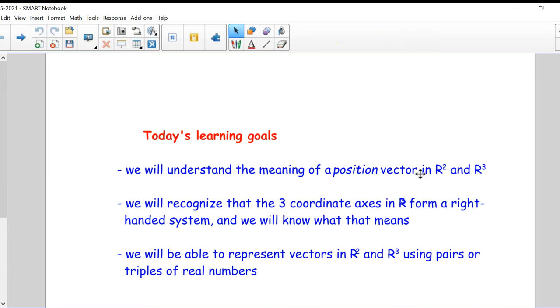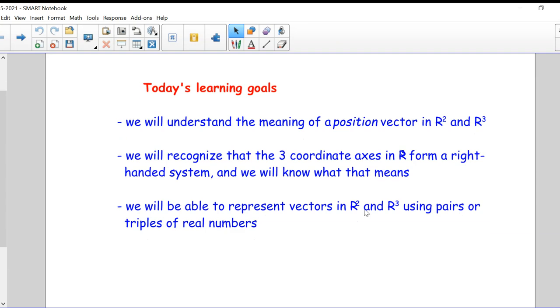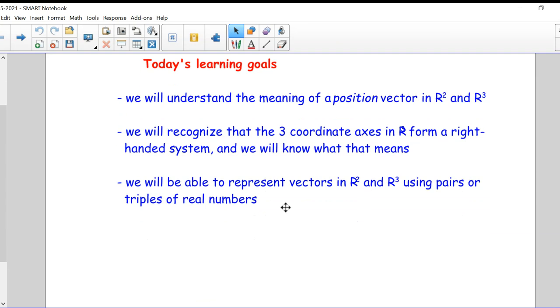So we looked at algebraic vectors a few minutes ago, and yesterday we did the same thing. We'll look at some geometric vectors now. It's a bit of a repetition. We're going to understand a position vector in R2 and R3, like yesterday. We're going to recognize the three coordinate axes in what's called a right-handed system, and find out what that means. We're going to be able to represent vectors in R2 and R3 using pairs or triples of real numbers.